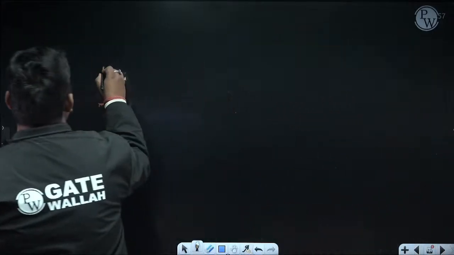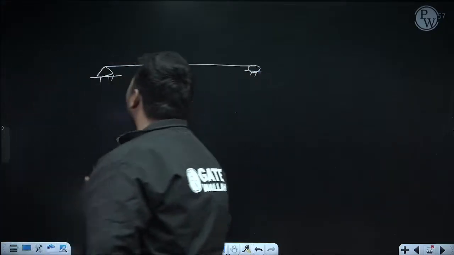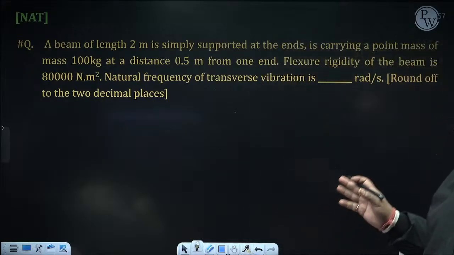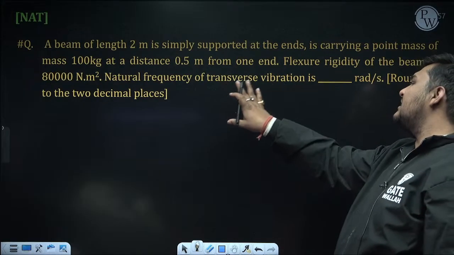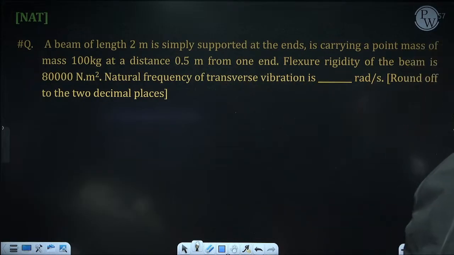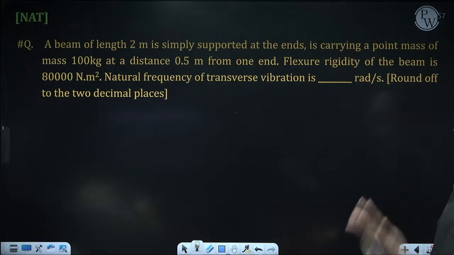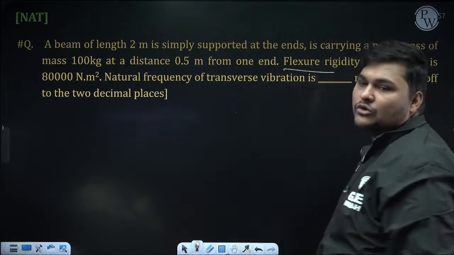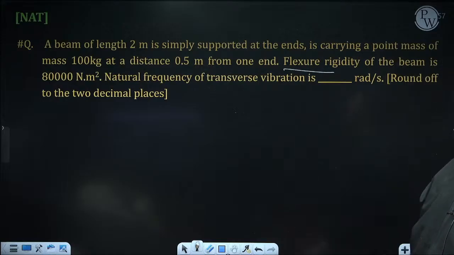See, it is a simply supported beam. Now, it should always be mentioned whether we have to calculate the natural frequency of transverse vibration or longitudinal vibration. But even if it is not mentioned, suppose the question just says calculate natural frequency, then also by reading this question, you can tell the examiner wants the natural frequency of transverse vibration. That's why flexure rigidity is given in the question. So by observation you can tell.